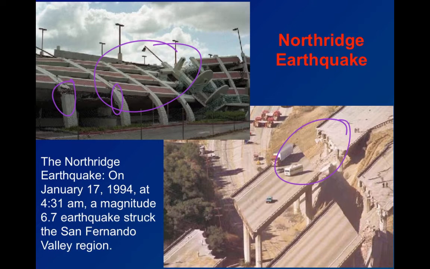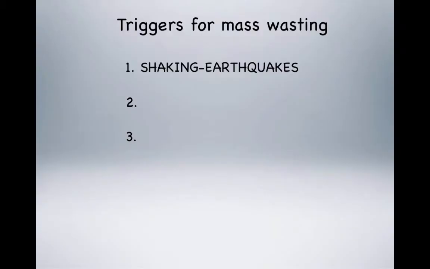But certainly, a lot of the damage that occurs during earthquakes is caused by landslides that are triggered by those earthquakes. But we have landslides even when we don't have earthquakes. For example, another thing that can trigger mass wasting is the changing load on a slope, the changing weight on a slope.